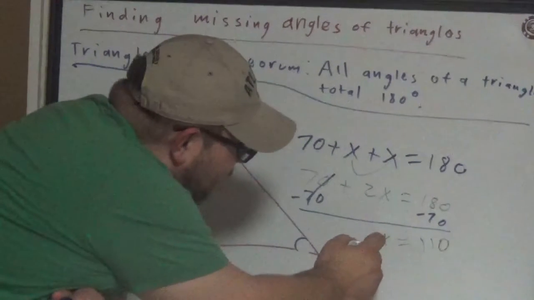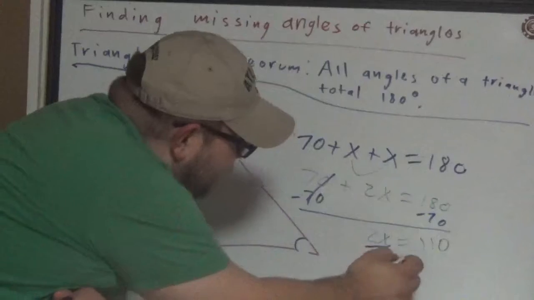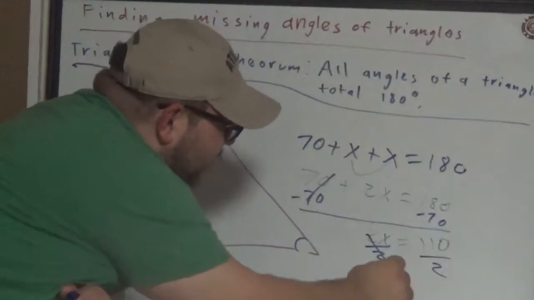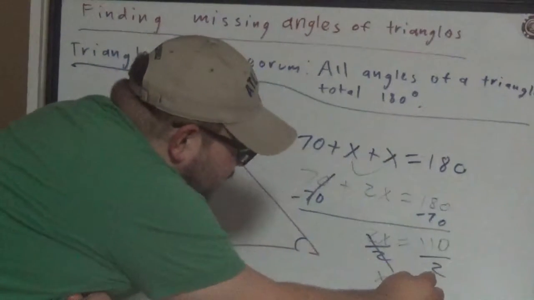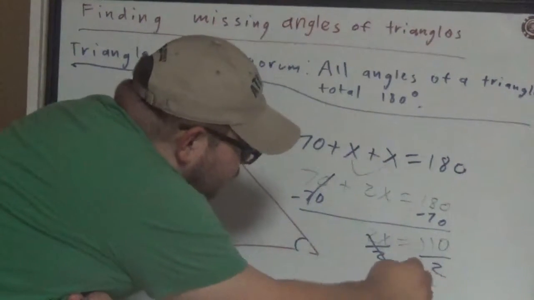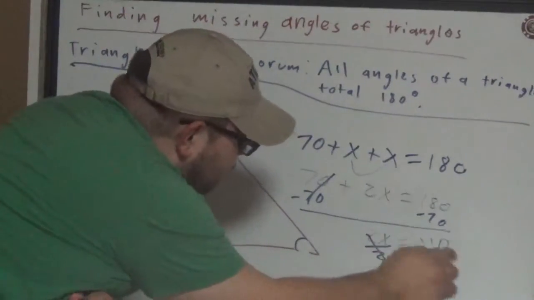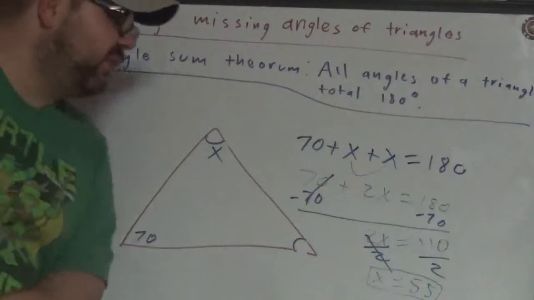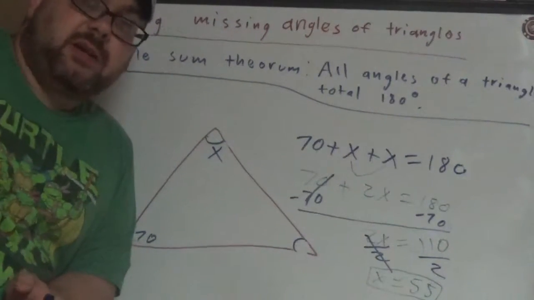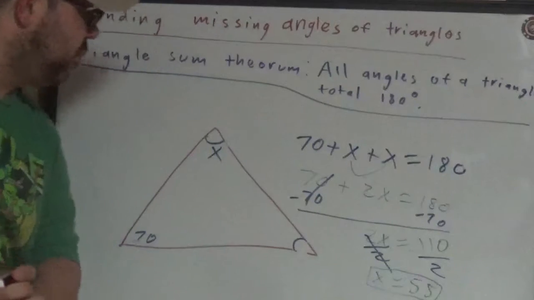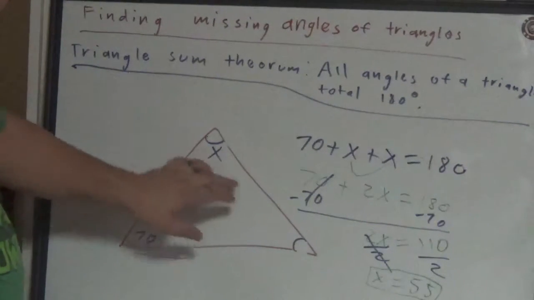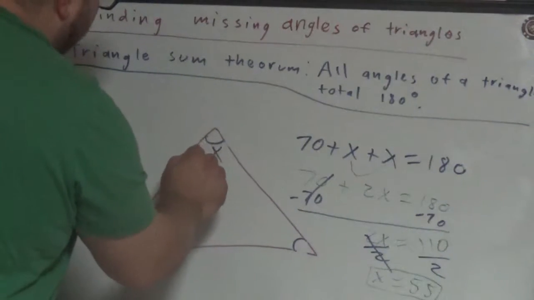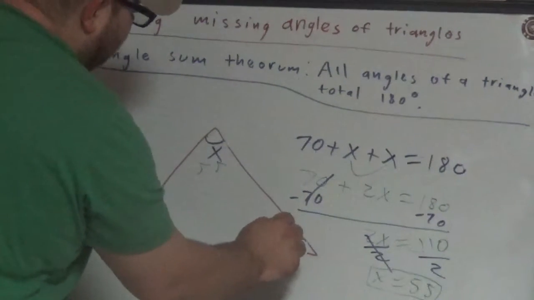So 2x equals 110. Divide each side by 2. And we get x equals 55. x equals 55. And now we know what this angle and this angle both are. Each one is 55.